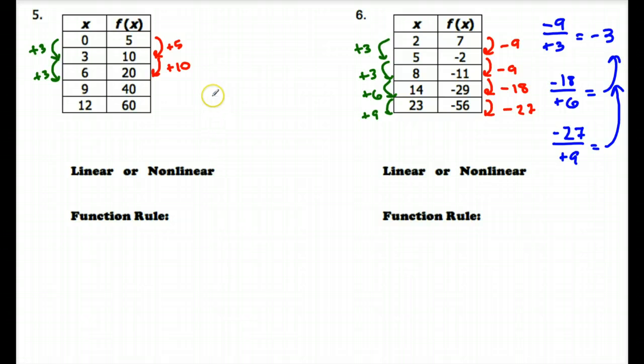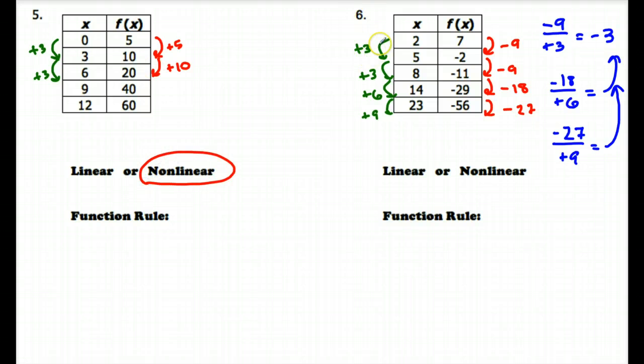Okay, for number 5 here, I'm going from 5 to 10, so that's +5. And then over here from 0 to 3, that's +3. So that's going to be 5 over 3, or a rate of change of 5/3. But then for my next jump in ordered pairs, I'm going from 10 to 20, which is a change of +10. And from 3 to 6 over here, which is 10 divided by 3, which is 10/3. So here my rate of change is not constant. I've got 5/3 compared to 10/3, so that means I have a nonlinear function for number 5.